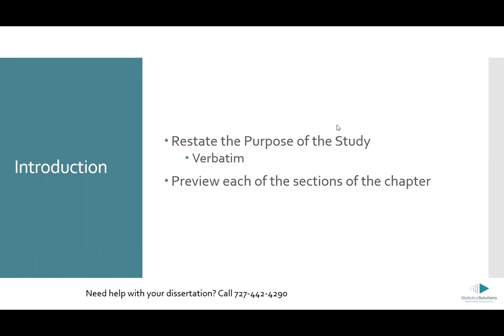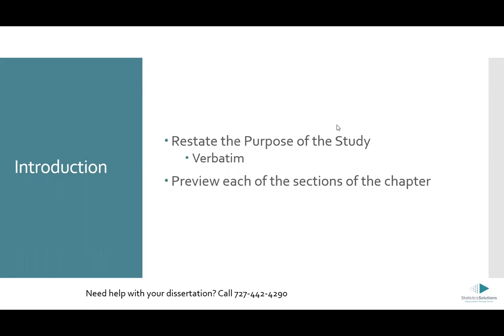So just try to be consistent in the way that you are describing your study throughout your paper. Once you have reoriented to the purpose, the questions, really the why of your study, you will move on to just previewing the chapter.